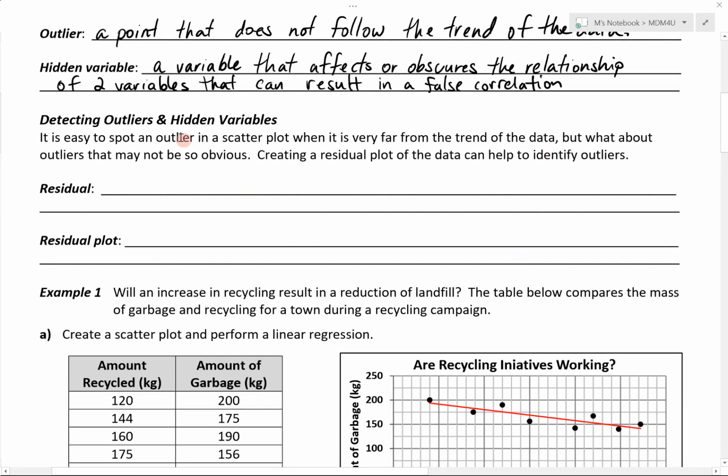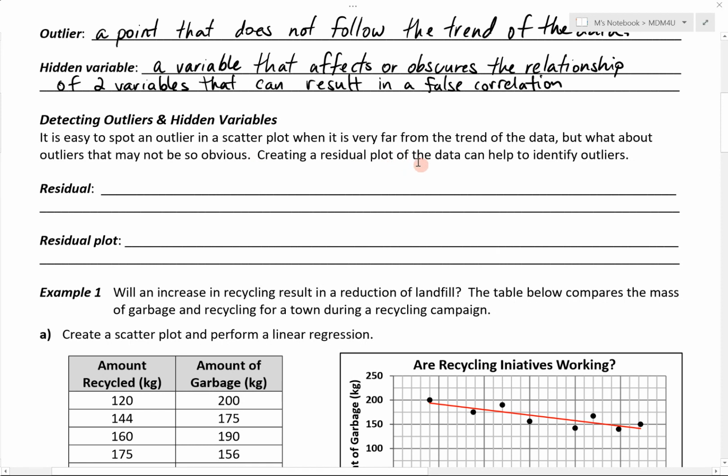It is easy to spot an outlier in a scatter plot when it is very far from the trend of the data. But what about outliers that might not be so obvious? How do we determine if something is an outlier if it's not really obvious? Well, we do that by creating a residual plot. And creating this plot can help us identify some outliers.